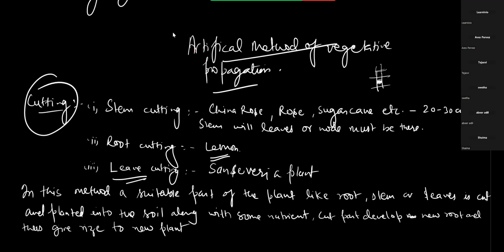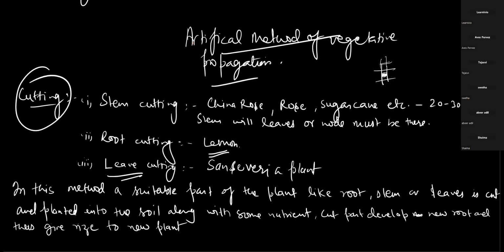Sir, what is the example for leaf cutting? Leaf cutting. In leaf cutting, these are leaves, and this is the sansevieria plant. Sansevieria plant. Have you seen the sansevieria plant? You must have seen it, but I think you don't remember that this is the sansevieria plant.